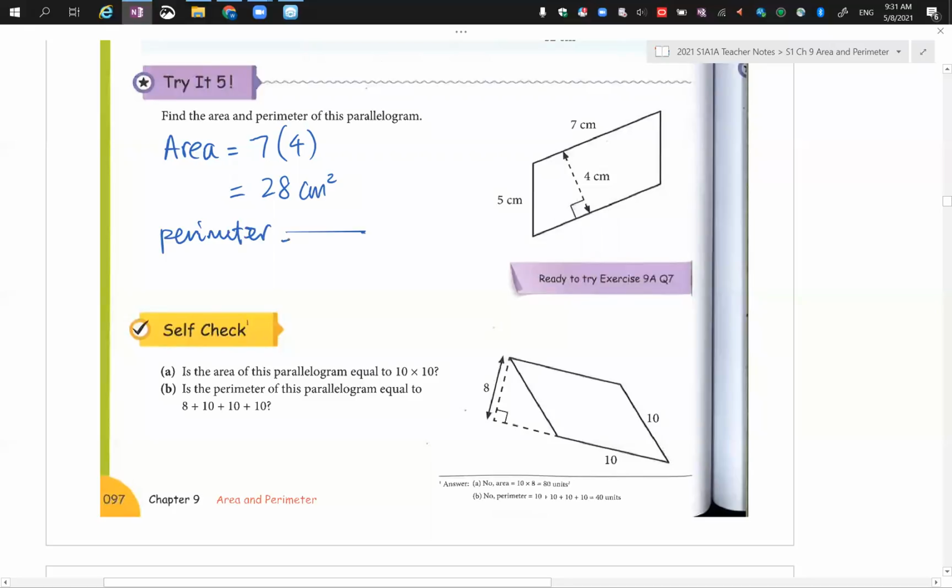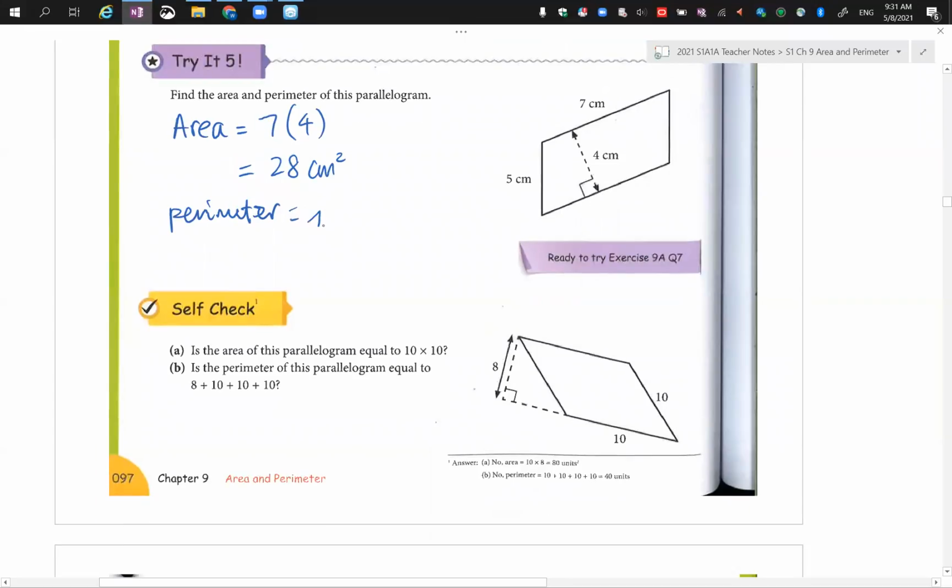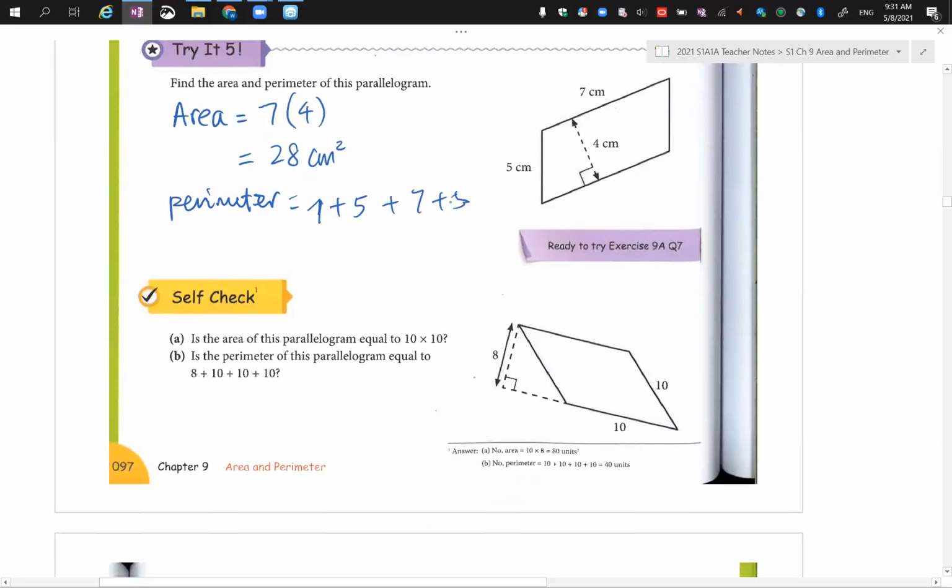Okay, so perimeter. Who would like to volunteer for this? Yes, Shah. 7 plus 5 plus 7 plus 5. So we get 24 centimeters. Okay, let's go.